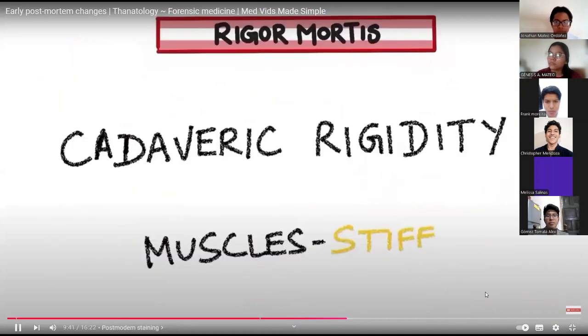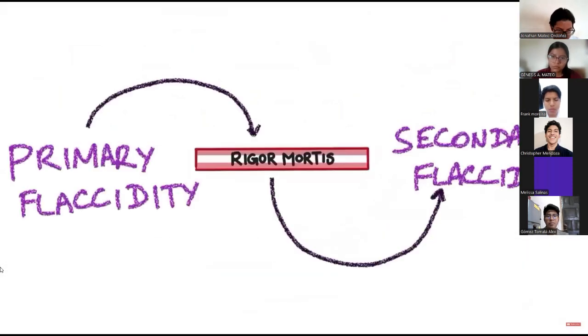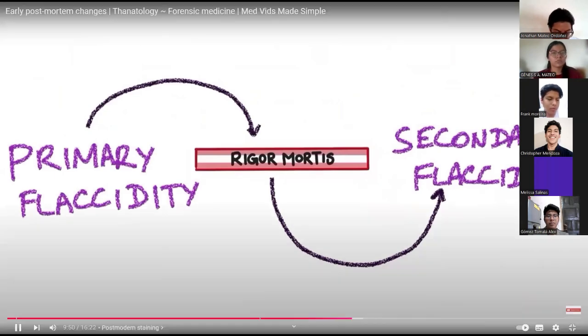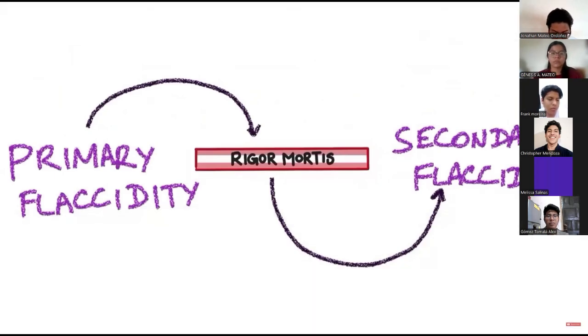Rigor mortis, also known as cadaveric rigidity, is a condition where the muscles are stiff. Rigor mortis does not develop immediately after death like cadaveric spasm, which we saw previously. Initially, immediately after death, there will be a stage of primary flaccidity where all the muscles of the body will become flaccid and it will be easy to move all parts of the body easily.